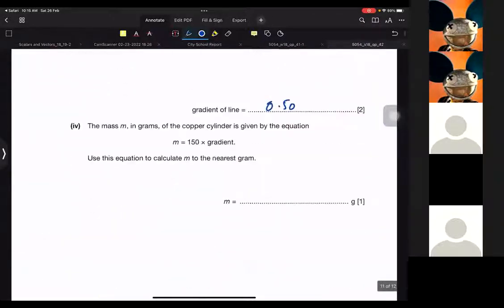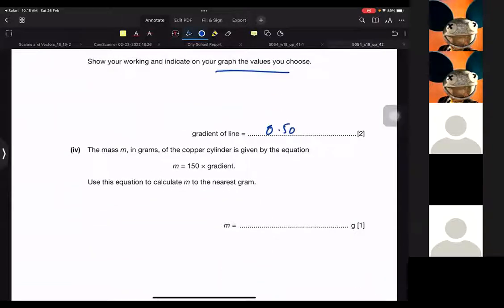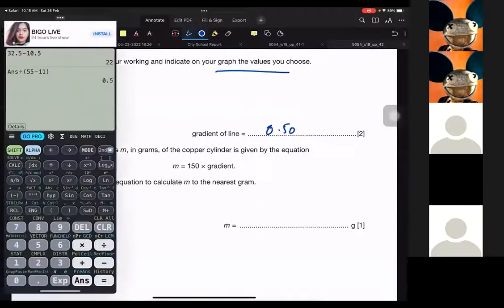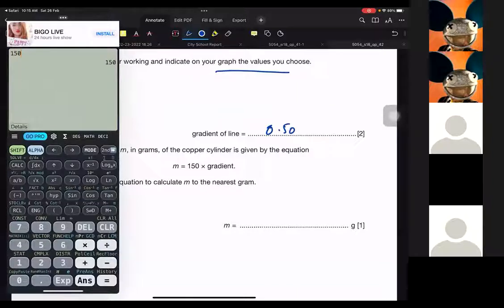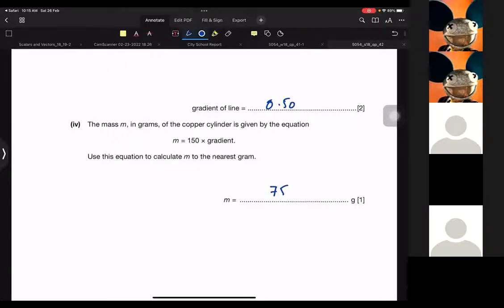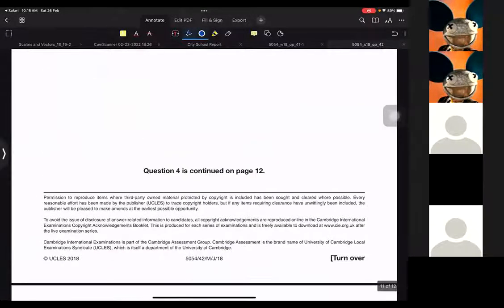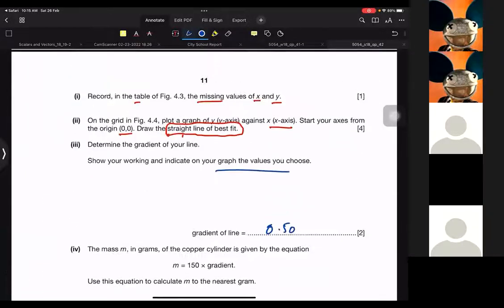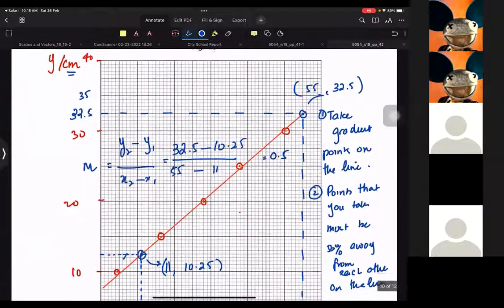Now, it says the mass in grams of copper is gradient times this. Use the equation to find the mass to the nearest gram. Okay, fine. So I'm going to do 150 times 0.5. This is 75. Now, because they say find the nearest gram, 75 grams would be the nearest one. You don't need to put a point here. Please don't do that. If you guys have any questions on the graph or what I've done, please let me know.